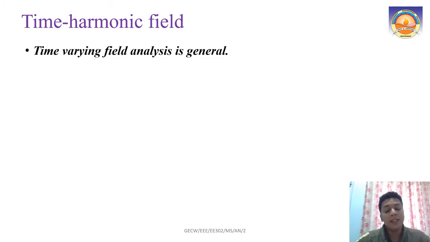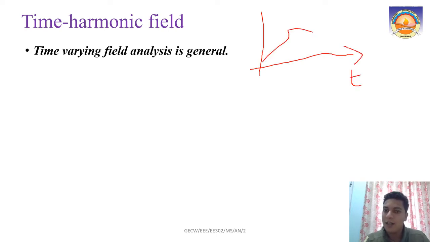Till now we were discussing the time varying field, right? So when I say time varying field, what does it mean? I have a field which is varying with respect to time. It can have any shape. So that is a time varying field. Like my electric field intensity, if it is varying with respect to time like this at a particular position, then I say it is a time varying field, right? And our field will vary with respect to time as well as with respect to space, right?